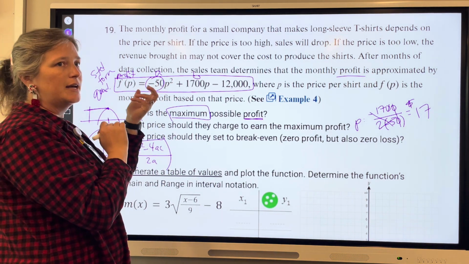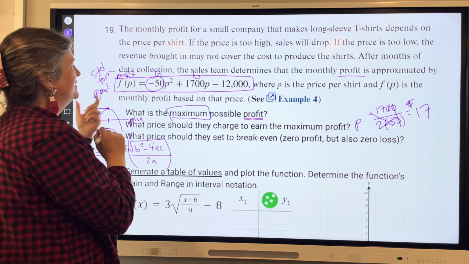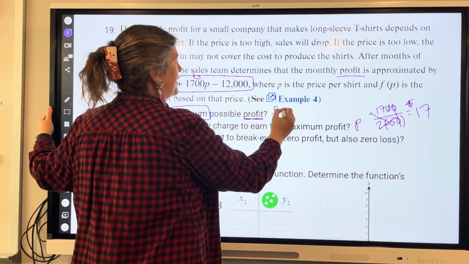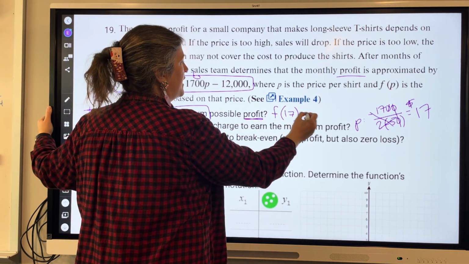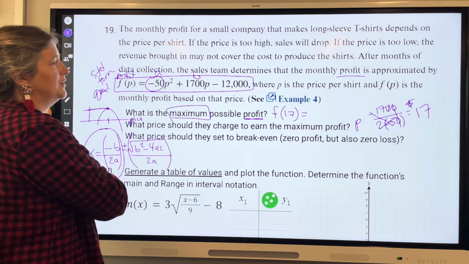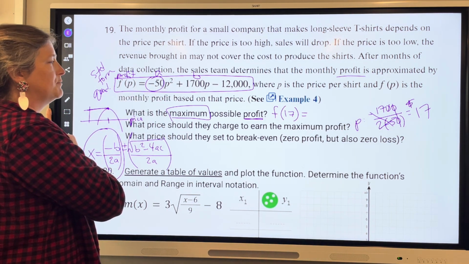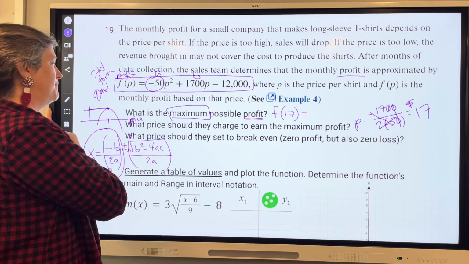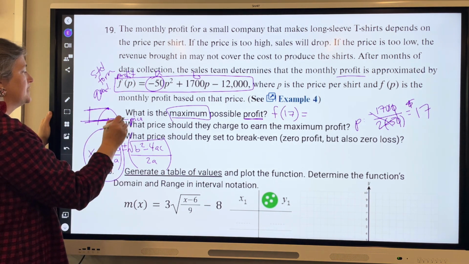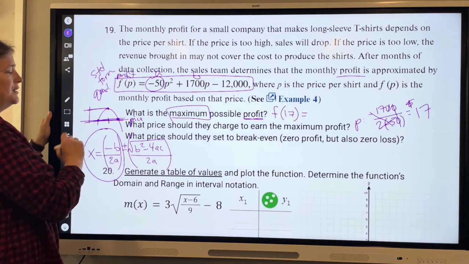Now to find the profit, I'm going to have to plug that in. I'm not going to do that because I don't get out my calculators very well. But I need to find f of 17. That will be my profit. When I substitute 17 in for the variable, I will find the maximum possible profit. What price should they set to break even? 0 profit. Those are the zeros of this function.